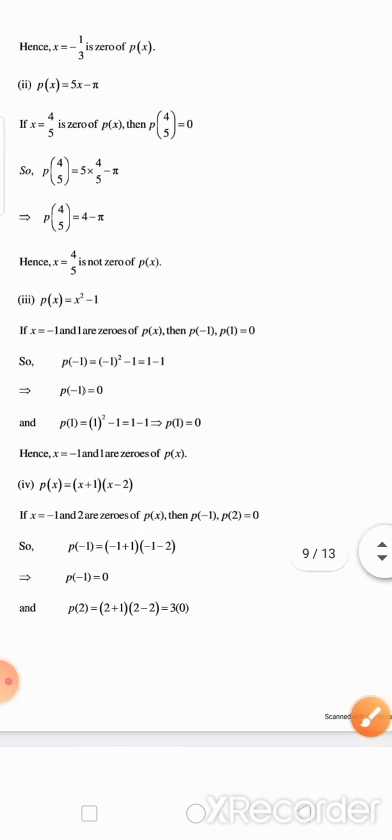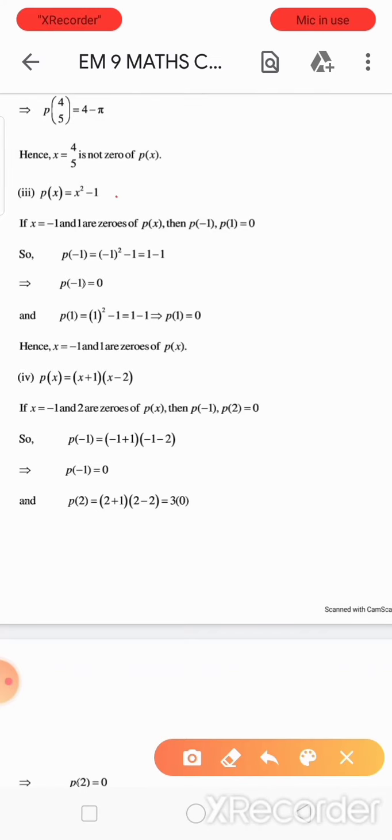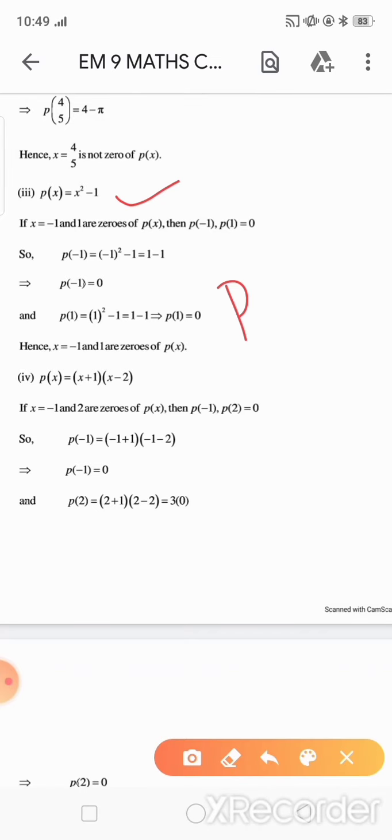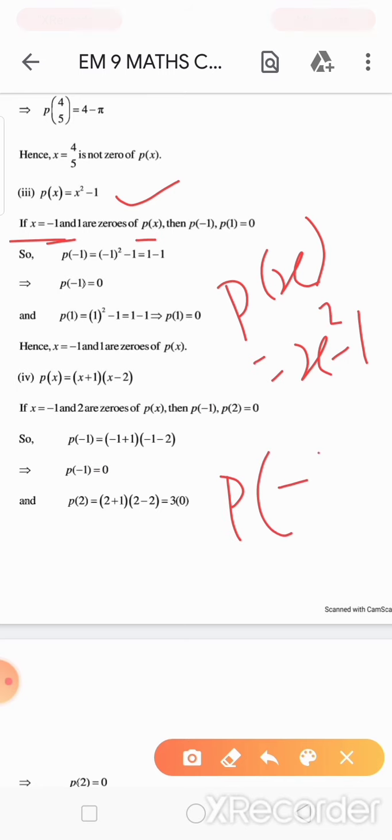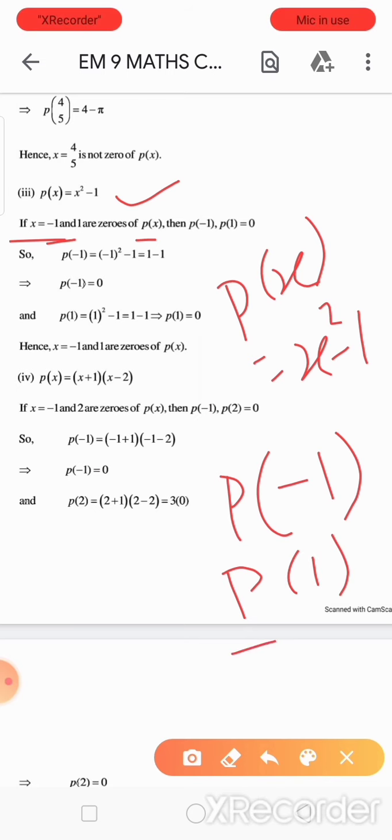So we say hence x equal to 4 upon 5 is not a zero of polynomial p of x. Next, question number 3, our polynomial is p of x is equal to x square minus 1. If x equal to minus 1 and 1 are the zeros of polynomial p of x, then p of minus 1 and p of 1 are equal to 0.